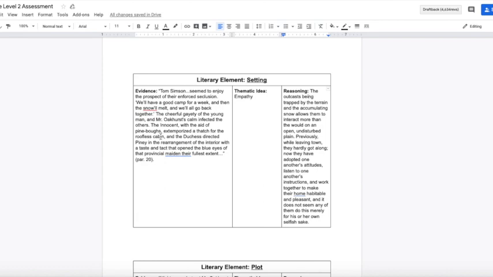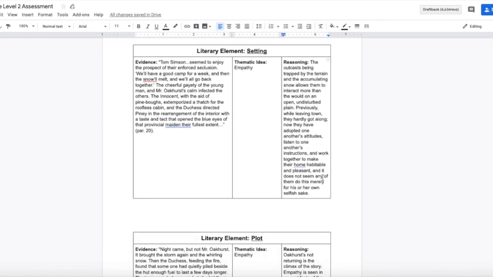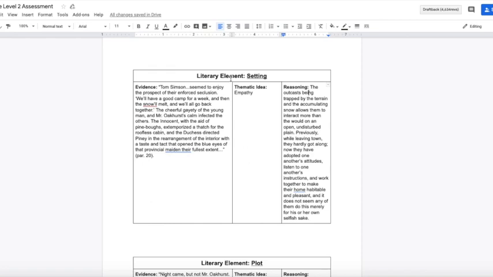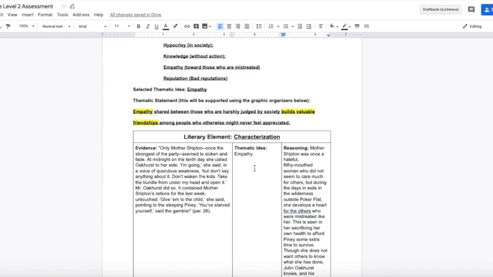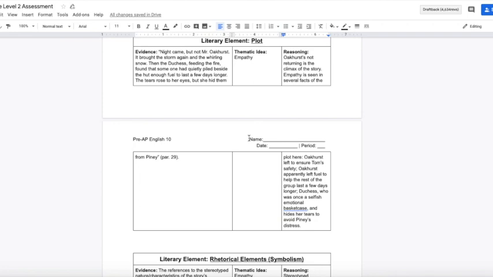Habitable. This is where you see the thatch and the roofless cabin, making it habitable, somewhere to live in this little pine bough homemade cabin. And then secondly, they work together, and it is also pleasant. The pleasantness of the home is seen with Piney and Duchess working together to rearrange the interior and make it tasteful and a little bit more pleasant to their eyes or their feelings. And so it does not seem any of them do this merely for his or her own selfish sake. And so setting in this situation encourages the getting along with one another. The setting encourages people to feel for one another, in other words, to have empathy. And as a result, they appreciate one another even more.